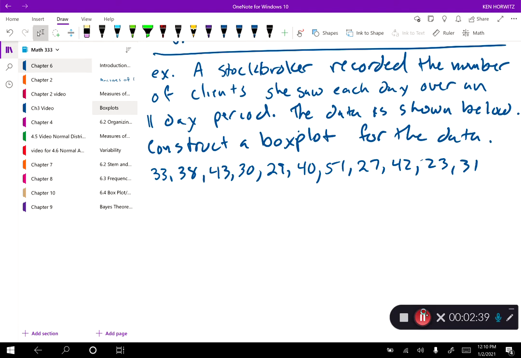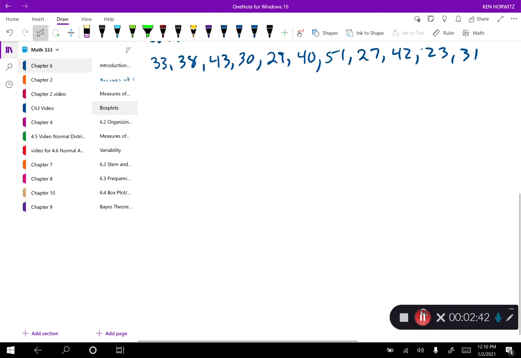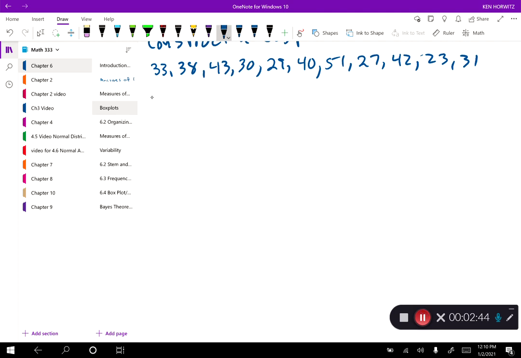So I'm going to scroll up. I'll keep the data here, that way we can refer to it. My first step is going to be to arrange the data in order. Our goal is to get this 5-number summary. And the best way to get the 5-number summary is to start by arranging the data in order, because 2 of the 5 numbers become fairly obvious, meaning the minimum and the maximum.